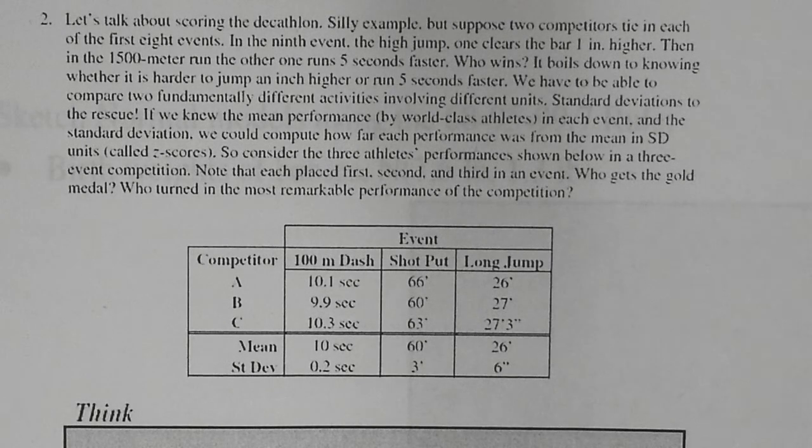So the first thing we have to do is think about all of the things that are going on in these 3 events. We have a 100-meter dash, which is measured in seconds, a shot put that is measured in feet, and a long jump that is also measured in feet. These are different units, so we want to convert them all to z-scores so they no longer have units. Z-scores are always distance from a mean.